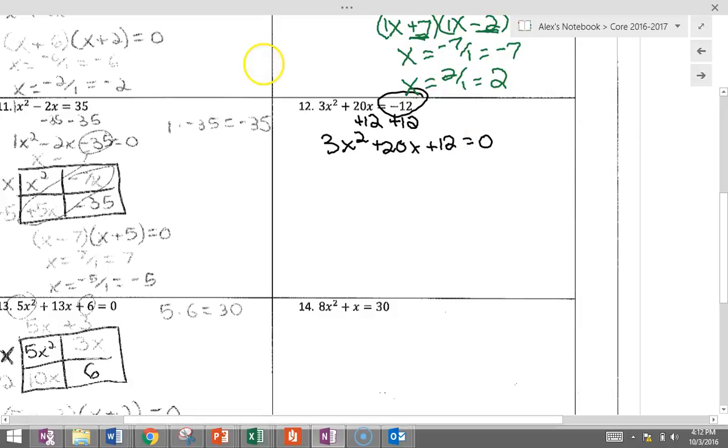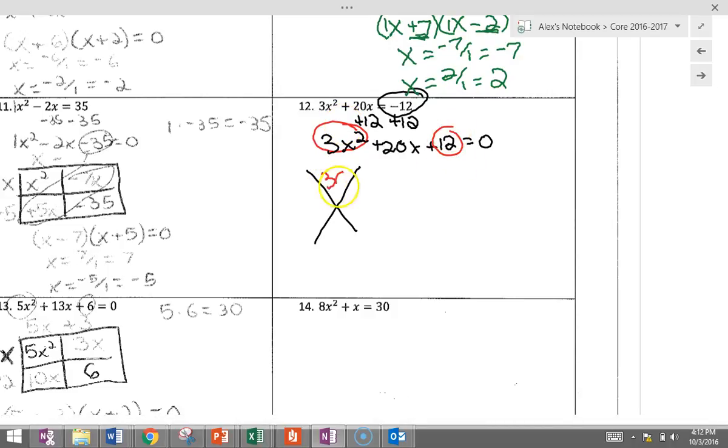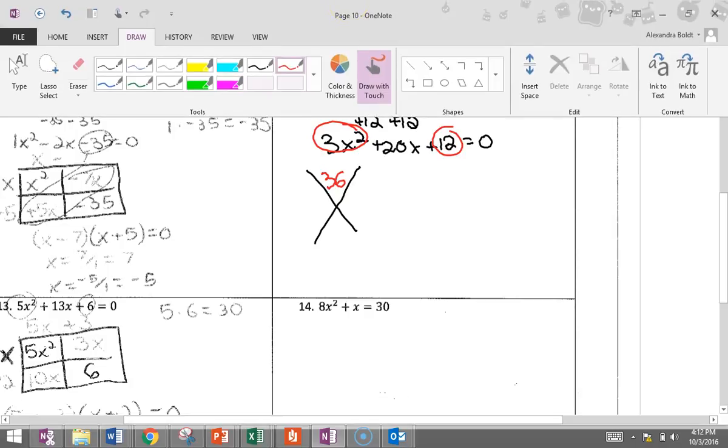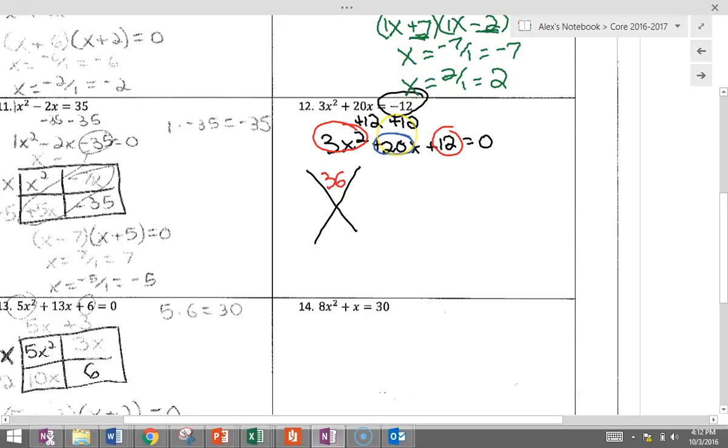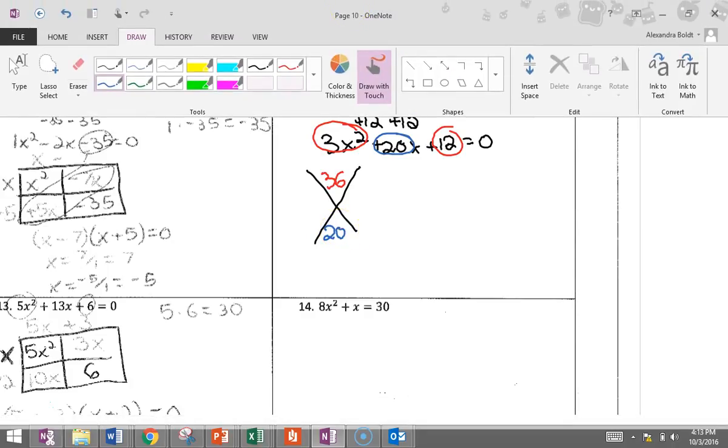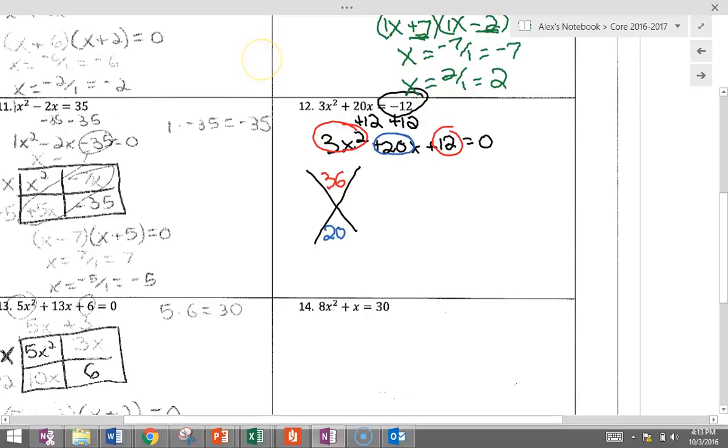So now I'm going to draw that x. And on top, I have 3 times 12. And 3 times 12 is 36. And then on bottom, I have 1. So I'm thinking of my numbers that multiply to 36 and add 20.